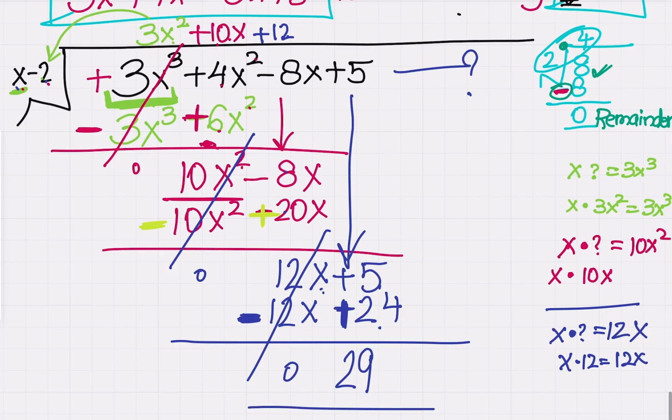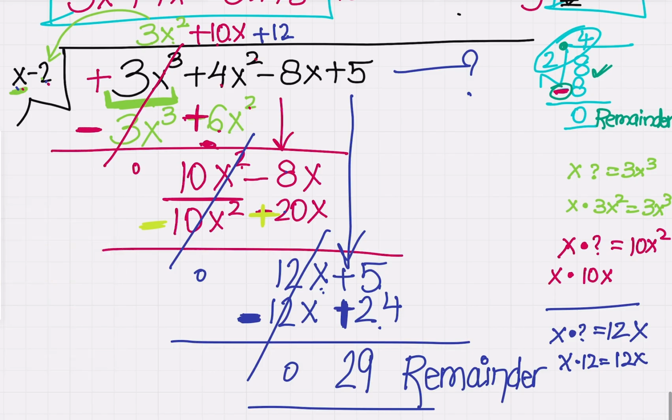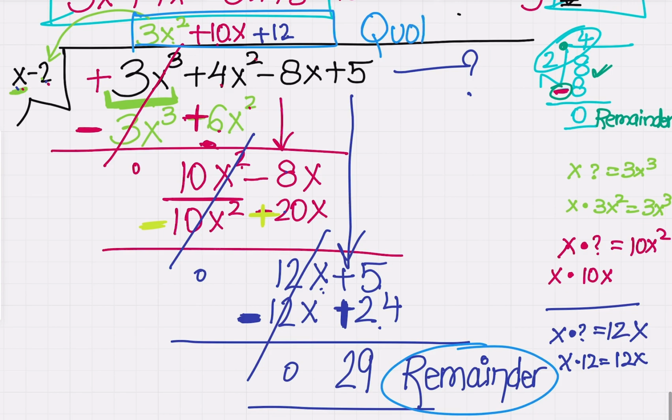Now, as you can see, there's nothing I have here to work with. So this part is going to be my remainder. And this part, what we have here, is called the quotient. And this, what we are dividing by, is called the divisor. And this long polynomial is called the dividend.